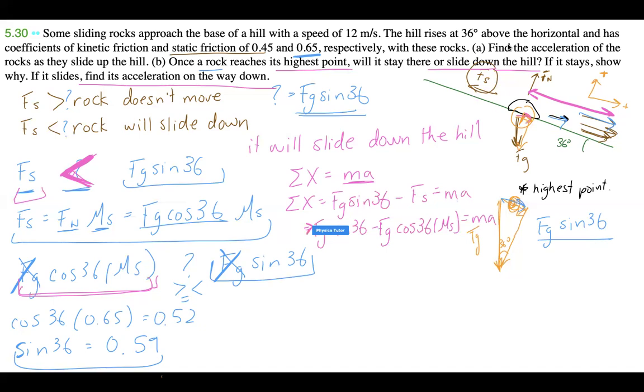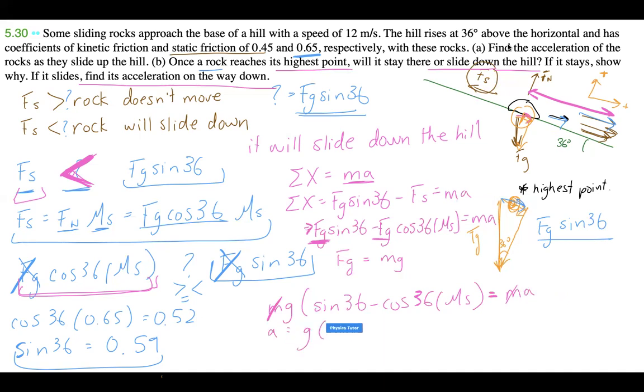Then we can rewrite Fg as mg, and I'm going to pull out the common factor. So mg times sine 36 minus cos 36 mu s is equal to ma. Divide both sides by m. Acceleration is equal to g times sine 36 minus mu s cos 36.